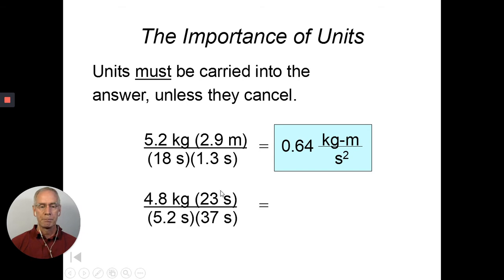Let's try this one. I've got a kilogram, second, second, second. So it turns out that the math, 4.8 times 23 divided by 5.2 divided by 37, is easy. Now it turns out that one of the seconds on top and one of the seconds on the bottom cancel, so I'm left with just a unit of kilogram per second for my final unit on that.